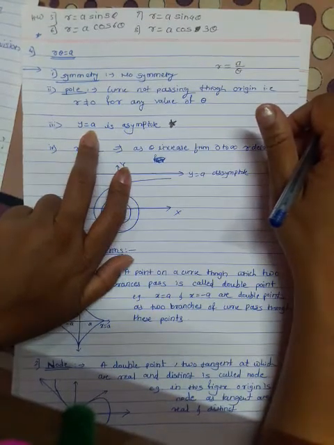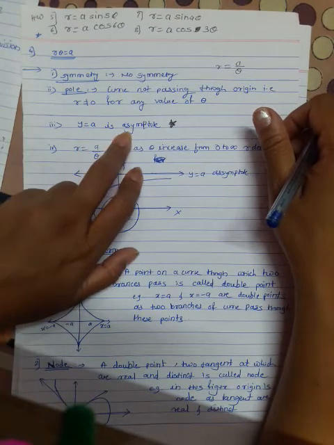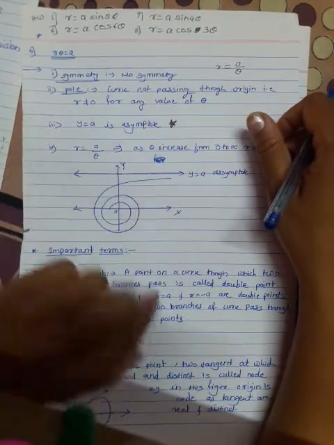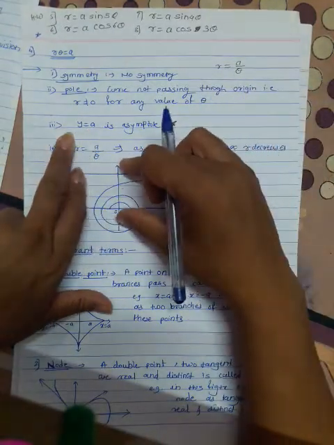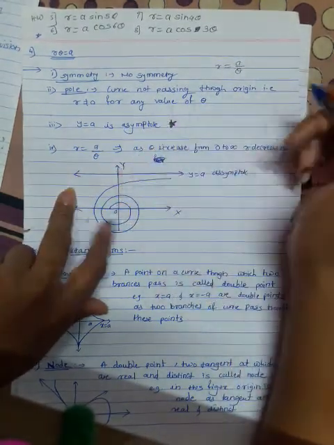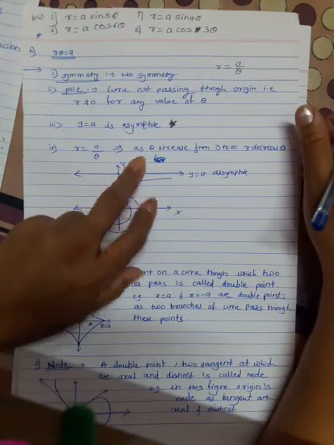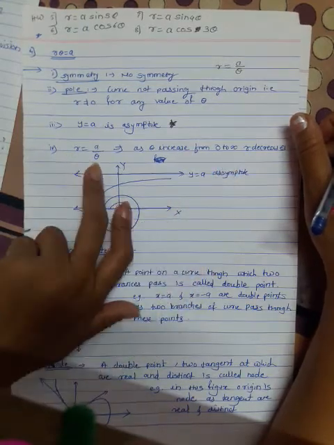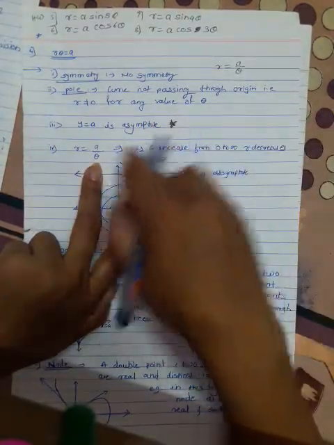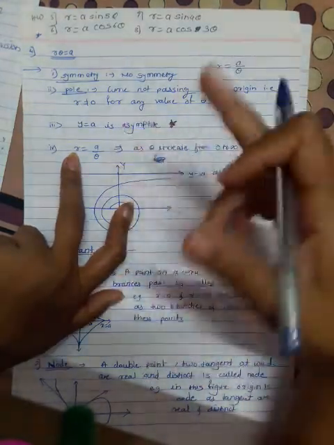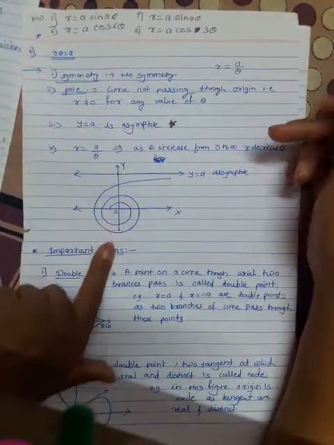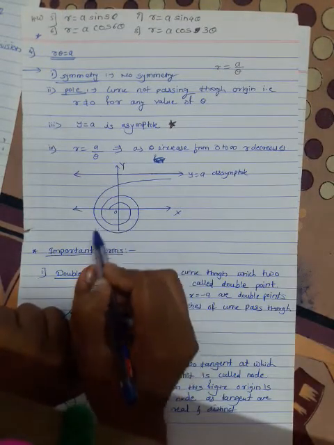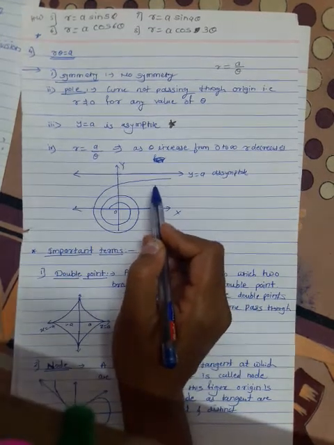Y is equal to a line is the asymptote to the curve. Y is equal to a, where a is any number, is a line parallel to the x axis. We have to take a by guessing only. Now r is equal to a upon theta. As theta increases from 0 to infinity, obviously r is decreasing. That's why the nature of this curve is like this. It is not passing through the origin, that's why it starts from here. This is a spiral curve.